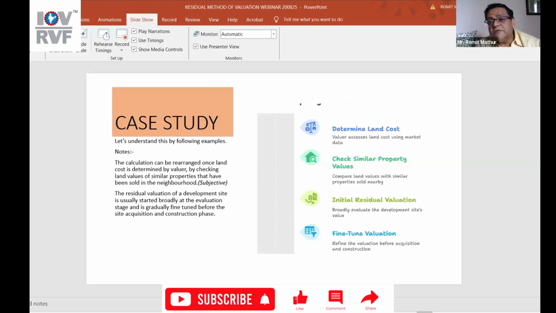So what does a valuer do? If you look at the diagram, he will determine land cost. So you will use a hypothetical market analysis to know the land cost. Somebody once asked me a question: suppose there is a shopping complex coming up about 20 kilometers away from the city, the outer limit of the city of Mysore, let's say. Now, how do you do the land valuation?